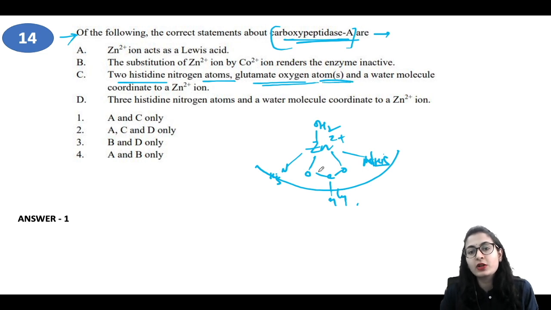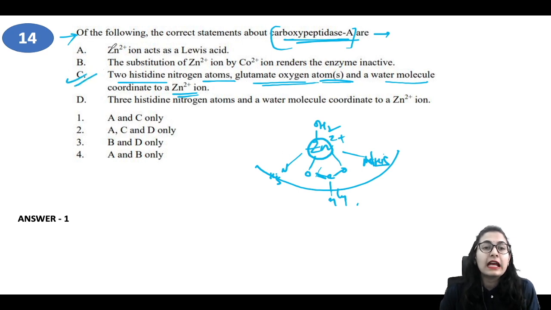Why atoms? Because glutamate में जो carboxylate होता है उनके दोनों atoms connected हैं. And a water molecule coordinates to Zn2+. So yes, this is the structure correctly. Zinc 2+ ion acts as a Lewis acid. Yes, it will always act as a Lewis acid. This is correct because that is the nature of a metal. So A and C are correct. Why B and D are wrong?